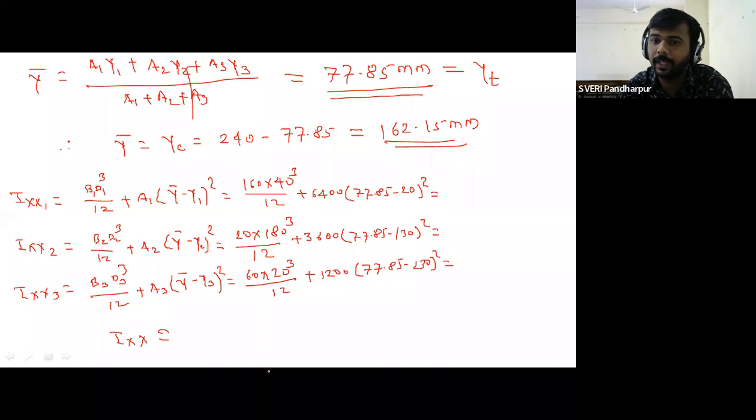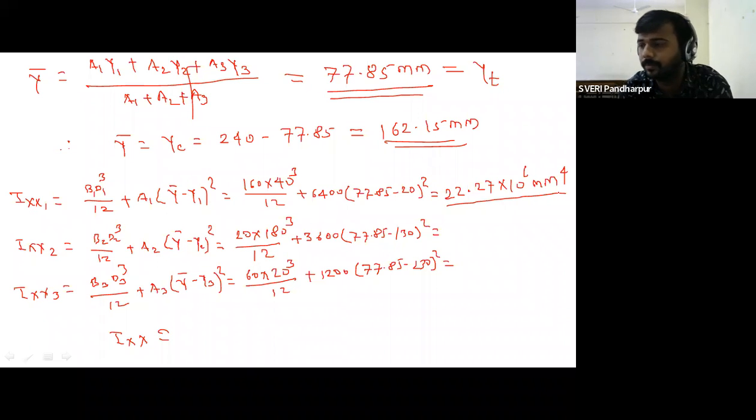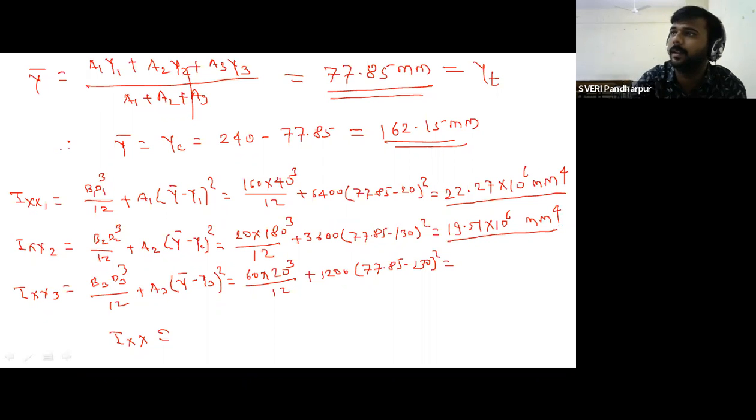Ixx1 is equal to 22 point into 10 raised to 6 mm raised to 4. Please check and verify your answer. 19.51 into 10 raised to 6 mm raised to 4. Do the calculations and send your answers in the chat box: Ixx1, Ixx2 and Ixx3.